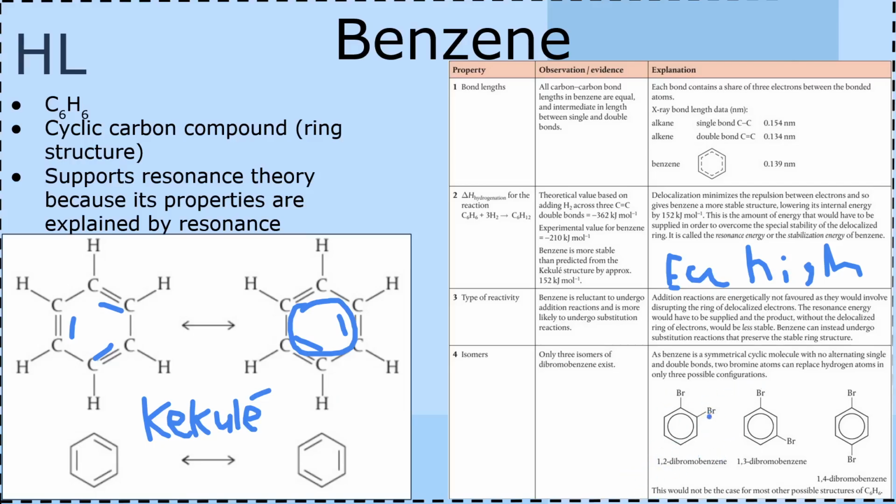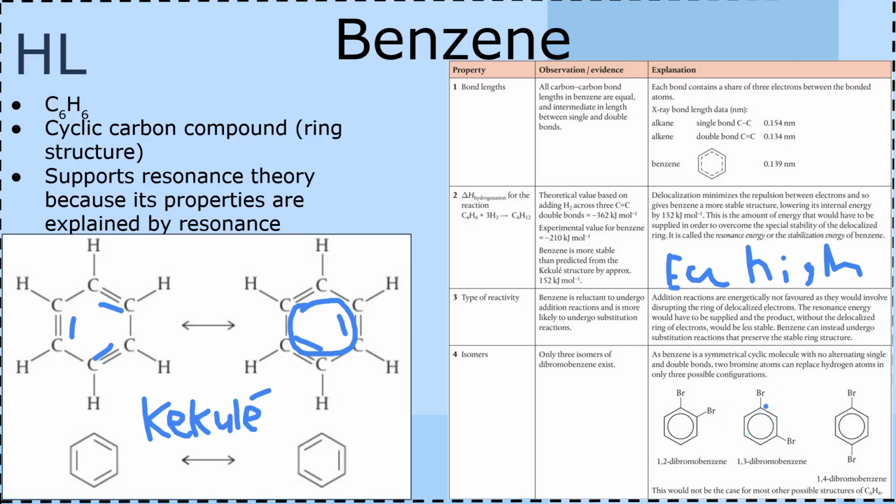We have 1,2-dibromobenzene, 1,3-dibromobenzene, and 1,4-dibromobenzene. Now, this would not be possible because the alternating double bonds restrict the areas where we can add these bromines. For example, you want to be able to add a bromine here or here, right? But you can do that with its actual isomers, which suggests that these electrons are delocalized.